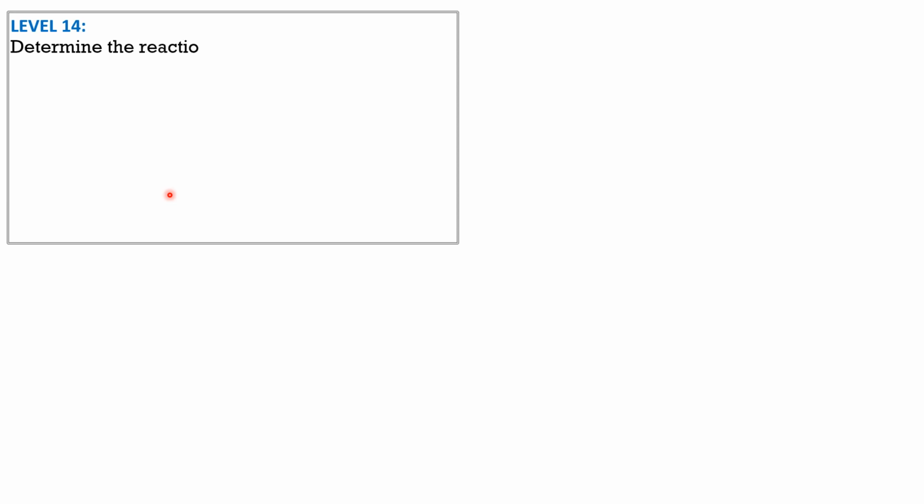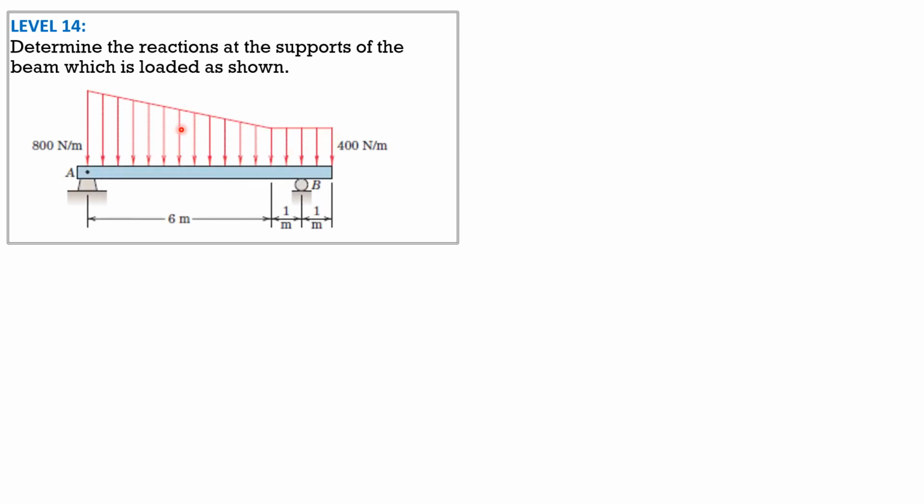Level 14, determine the reactions at the supports of the beam, which is loaded as shown. So here's the given figure. Then let's divide the loading into rectangular loading and triangular loading as shown in the figure. We will call this rectangular loading F1, and its line of action is half of 8 meters from left, so 4 meters from left, so 3 meters from the right, or this is 2 meters. So 3 meters from B.